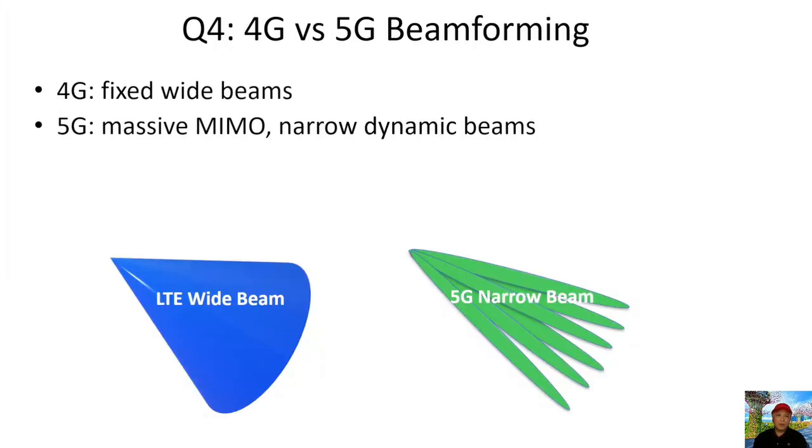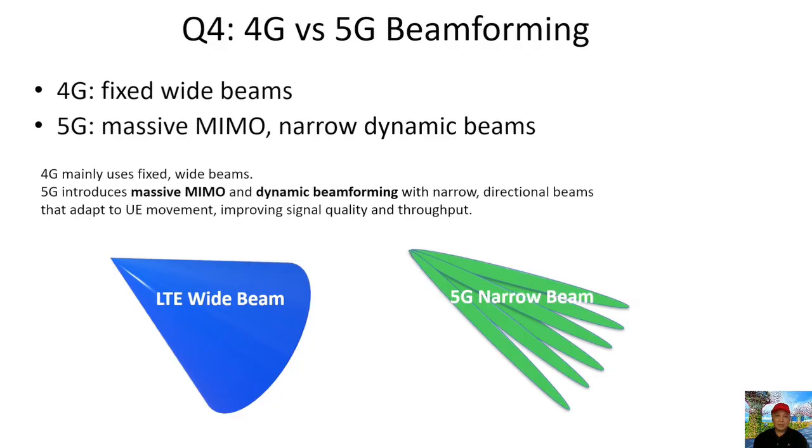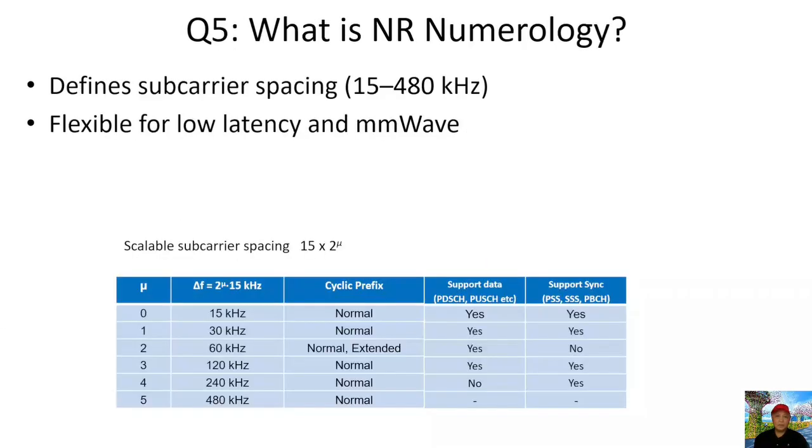Question 4. 4G versus 5G beamforming. Differences between 4G and 5G beamforming. 4G mainly uses fixed, wide beams. 5G introduces massive MIMO and dynamic beamforming with narrow, directional beams that adapt to UE movement, improving signal quality and throughput.